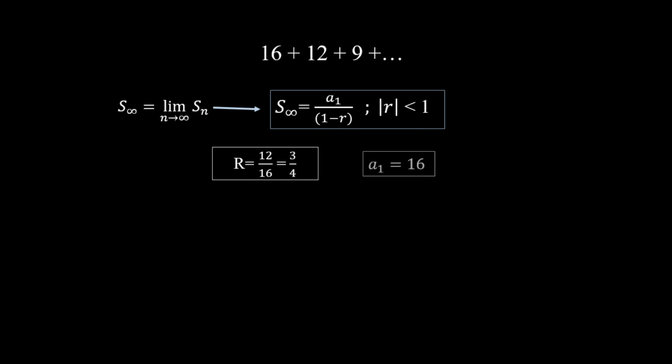And your first term is 16. So just substitute them in. You will get 16 over 1/4, which equals 64. And that's your answer, which means it converges to 64. Here's your conclusion for geometric series.